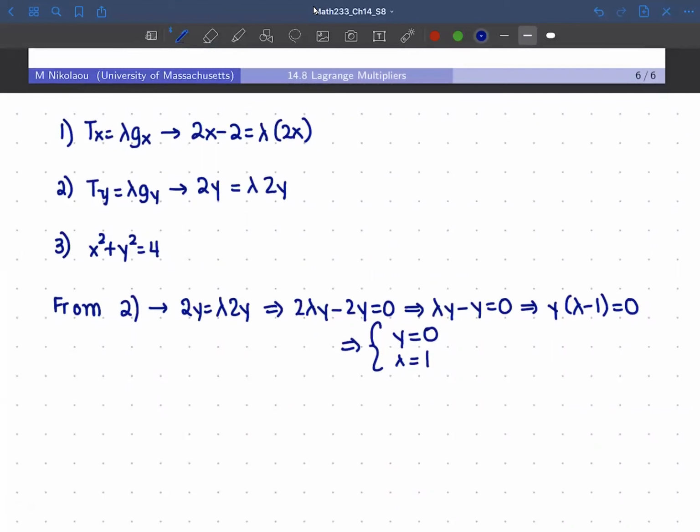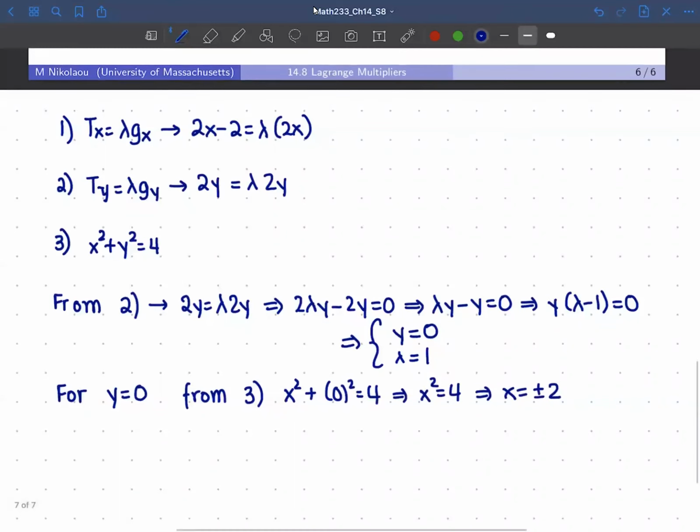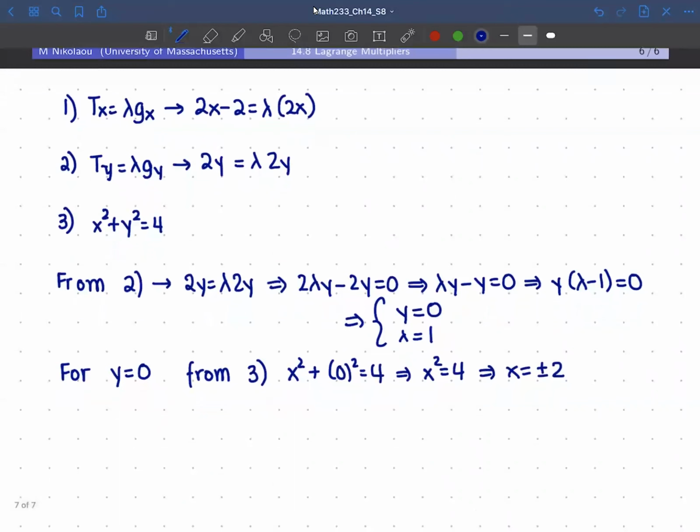For y equals 0, we plug that into equation 3. From equation 3, we have x squared plus 0 squared is equal to 4. So x squared is equal to 4, which means that x is equal to plus or minus 2. From that, we get two points, the points (2, 0) and (negative 2, 0).